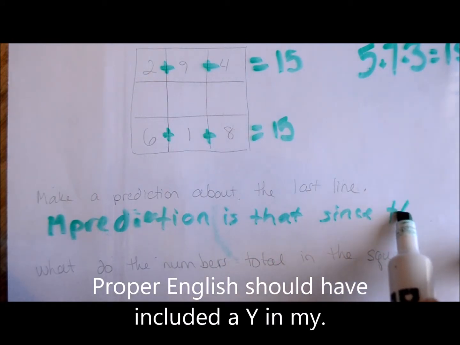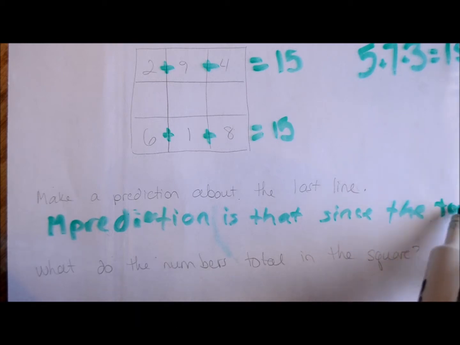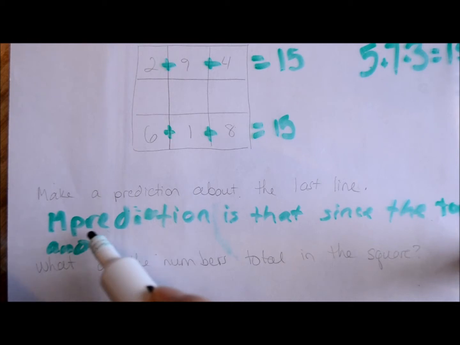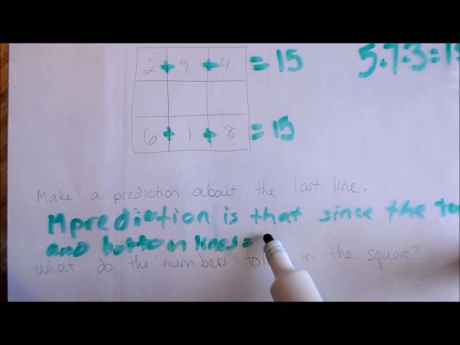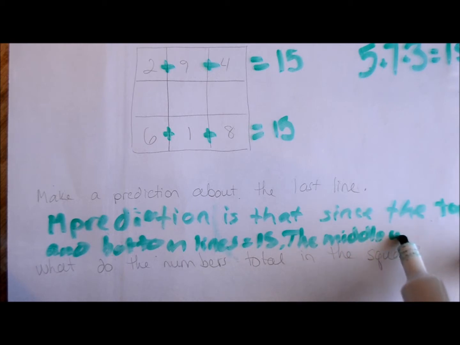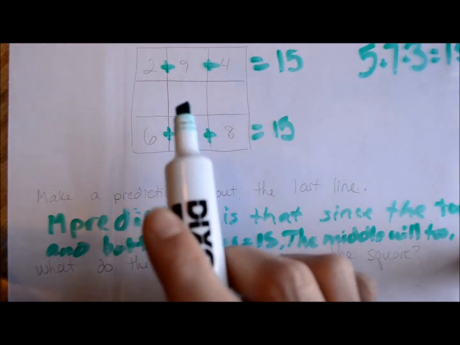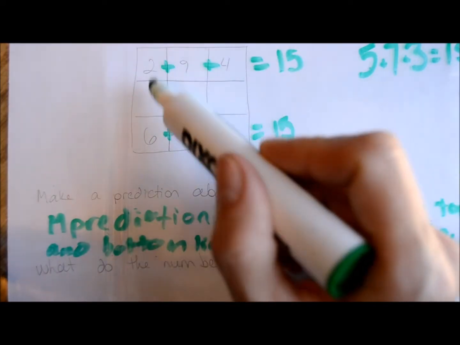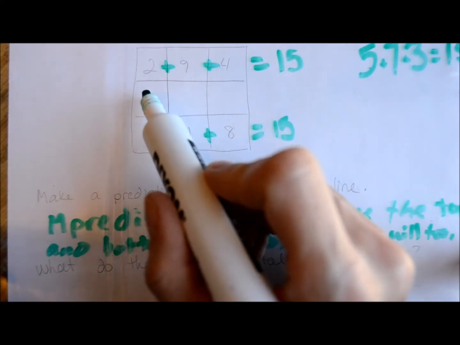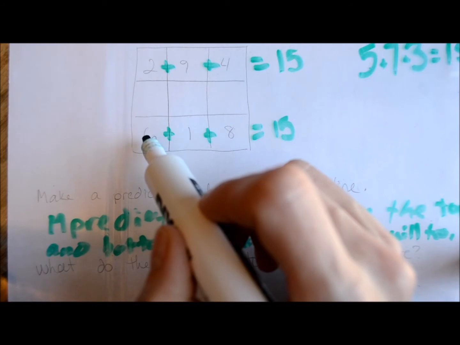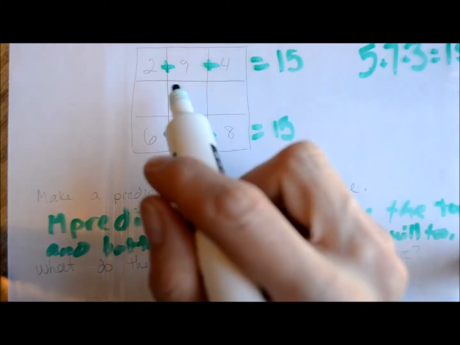since the top and bottom lines equal 15, the middle will too. All right, so now I have to figure out which number goes where, because to be honest, this has to also add up to 15 if the pattern rule is true. So we'll do 2 plus 6 plus our first number 5. Let's see if it adds up to 15.